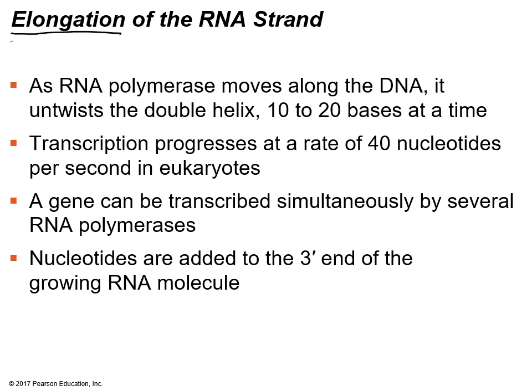So in elongation, the RNA polymerase is going to continually move along the template strand, reading it and creating the RNA transcript. It untwists the double helix of the DNA, 10 to 20 bases at a time, and transcription progresses at a rate of 40 nucleotides per second in eukaryotes. A gene can be transcribed simultaneously by several RNA polymerases. Nucleotides are added to the 3' end of the growing RNA molecule. And we remember that the 3' end is going to be part of the template strand of DNA.